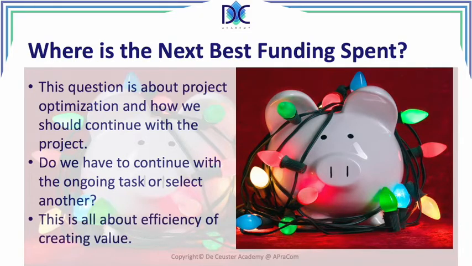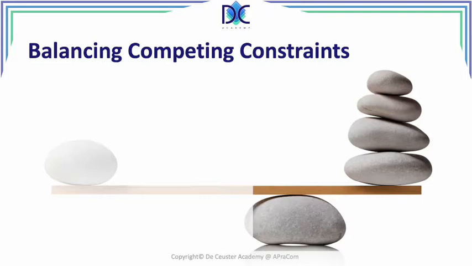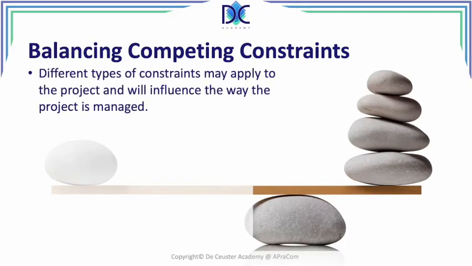Another element here is the efficiency of creating value. We want to see where we have to invest to have the highest efficiency possible for creating value. We also may find competing constraints, and we have to find ways how to balance these competing constraints. When we look at the different constraints that apply to the project, we have to understand how they influence the project management. Those constraints, even competing constraints, will have an effect on the way we manage the project.